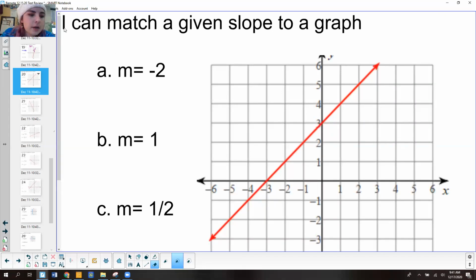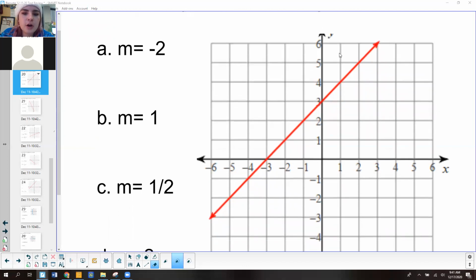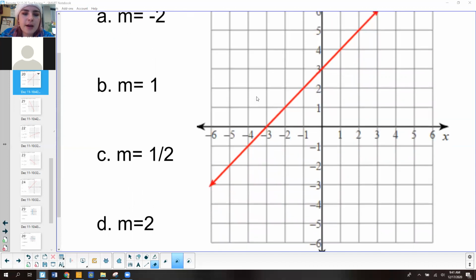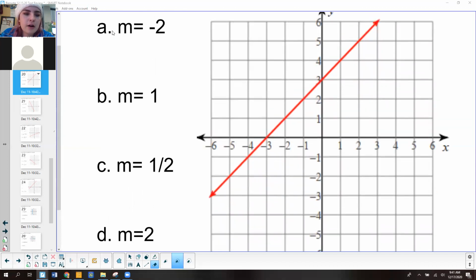So we're gonna go over these. All right, so we're gonna keep going with our review. So I can match a given slope to a graph. So we talked about this a little bit yesterday. We wanna be able to match a slope to a graph. So we've got 4 options. We've got m equals -2, m equals 1, m equals 1/2, m equals 2.